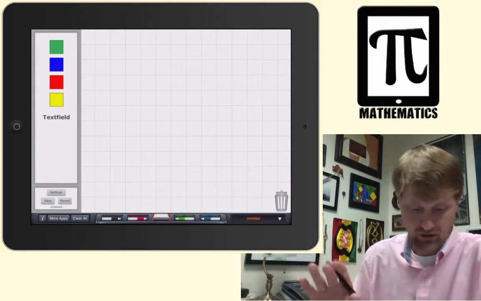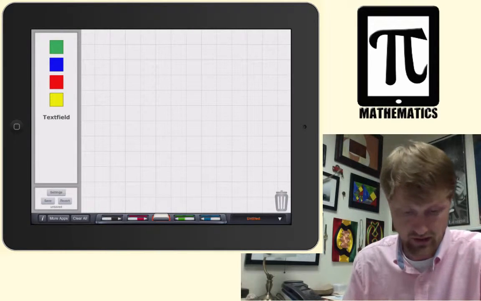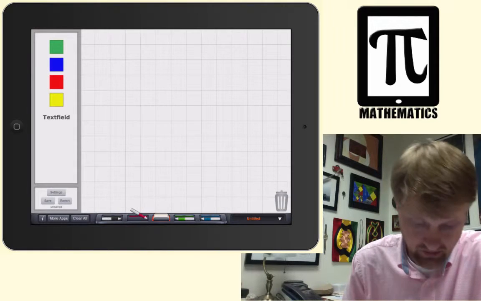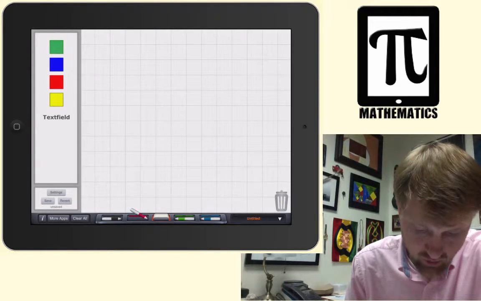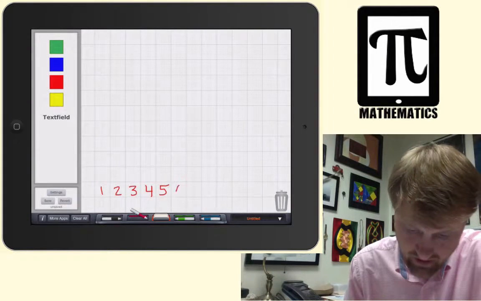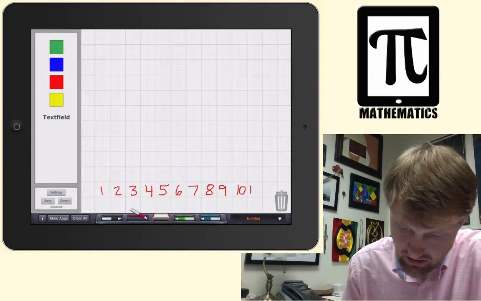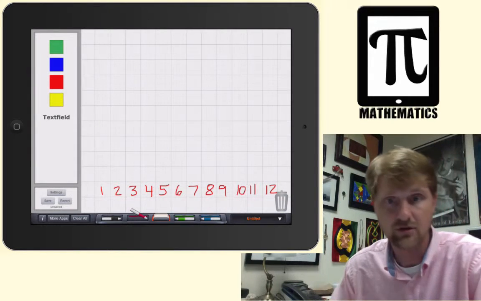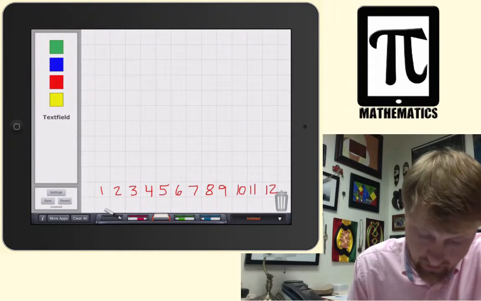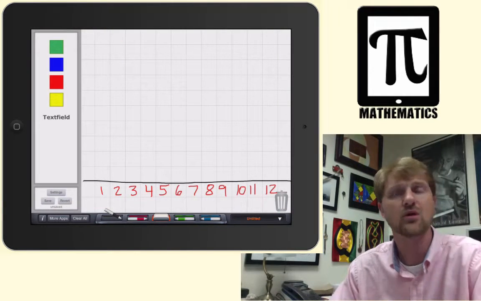Starting off, this is the Color Tiles app from BrainingCamp, and what you can do is take a simpler problem. Let's just say we have locker numbers 1, 2, 3, 4, 5, 6, 7, 8, 9, 10, 11, and 12. So we have 12 lockers here, not drawing lockers, and I'm going to show you how you can help record the process.